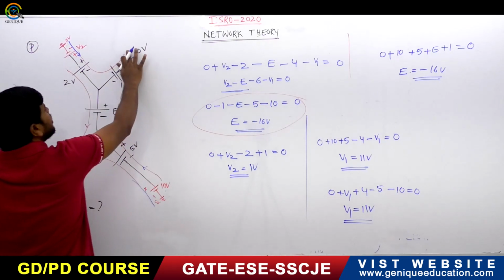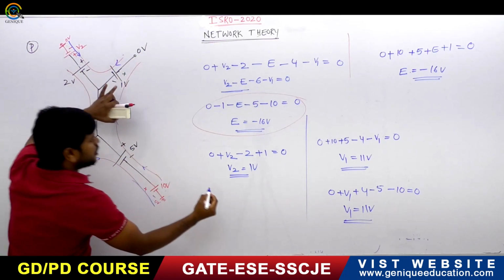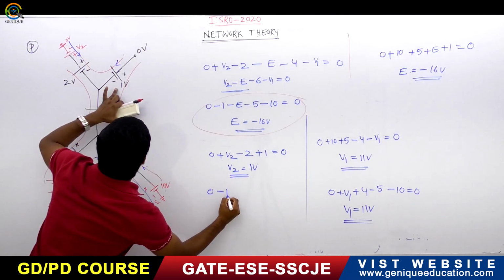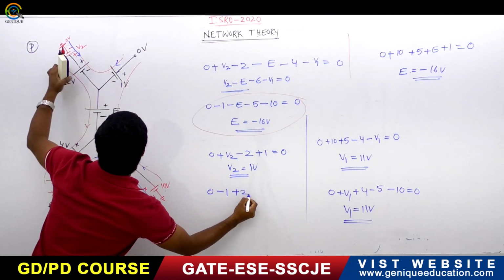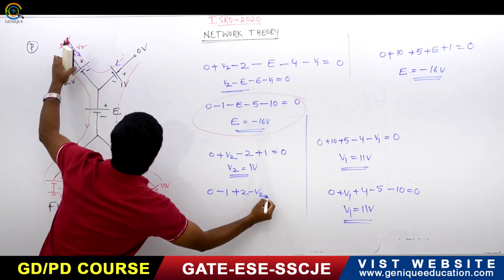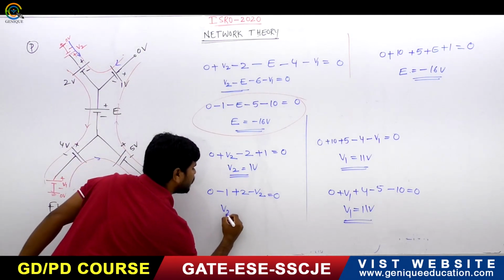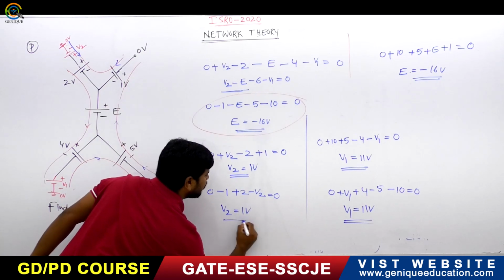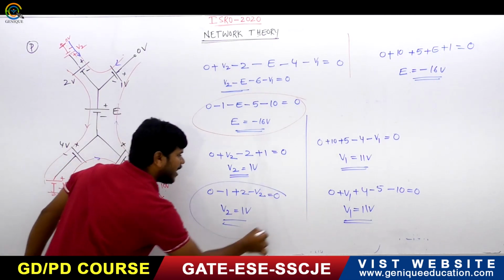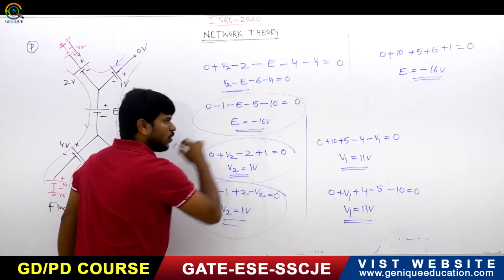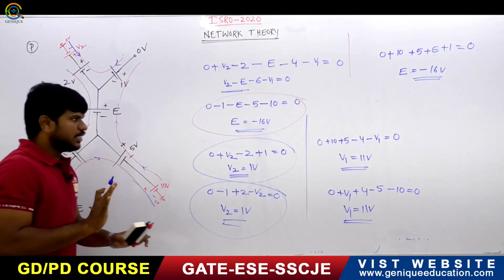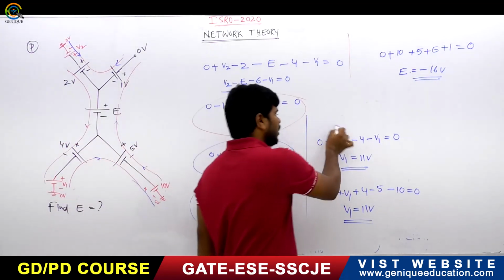Suppose you go this way, what happens? It is 0 minus 1 plus 2 minus V2 is equal to 0. So from this, V2 is equal to 1 volt. You can go this way or this way, it is the same.